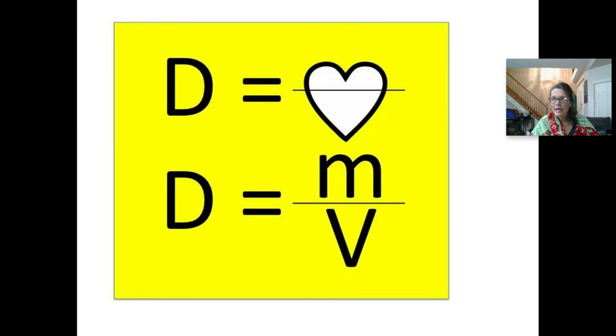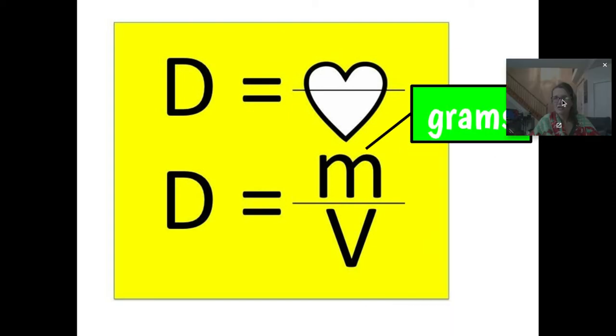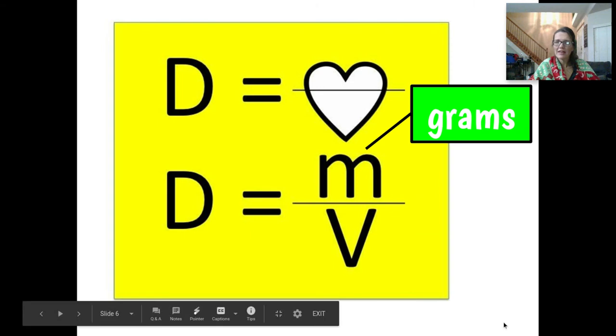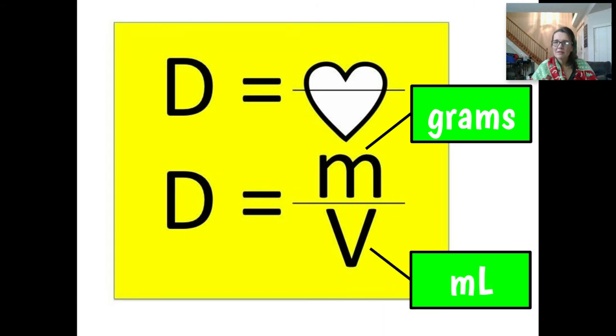So this is the equation for density. You guys maybe saw this in middle school. I feel this is a real common thing. They use the heart, right? Where the top of the heart is the mass, which we, of course, are going to measure in grams. Sorry, I got to get myself out of the way there. And then on the bottom you have the volume, which we're going to measure in milliliters.